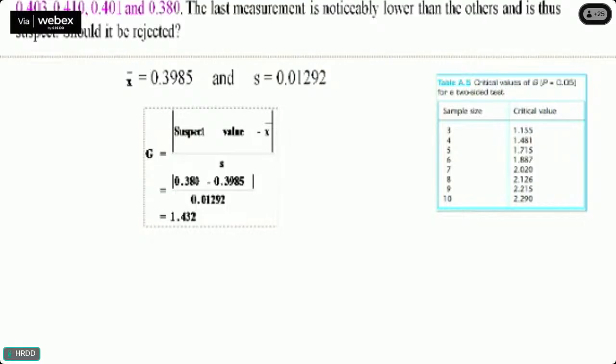So the G critical would be read from the table corresponding to 4. That will be 1.481, isn't it? And the calculated value is 1.432. Which one is larger? You have to see the table afterwards.